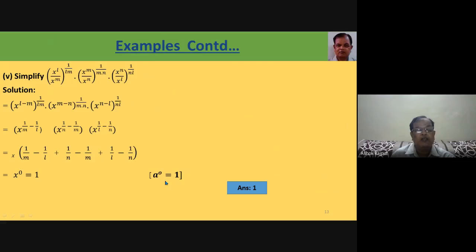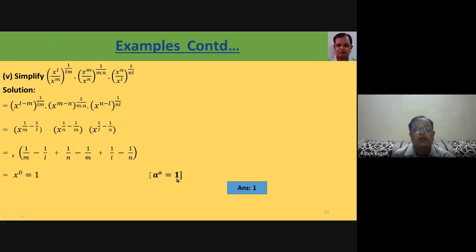Then we know that a raised to the power 0 is equal to 1. So x raised to the power 0 equals 1. Answer is 1. It is not difficult: first we subtracted the powers, then multiplied by the powers, getting 1 by m and minus 1 by L. Then we added all these powers because it is a product: this multiplied by this and this and this. So we add the powers if the base is the same. Here the base is also the same, so we add these powers. After adding we have got x raised to the power 0, so its value is 1. As we know, if any base has power 0, its value will be 1.